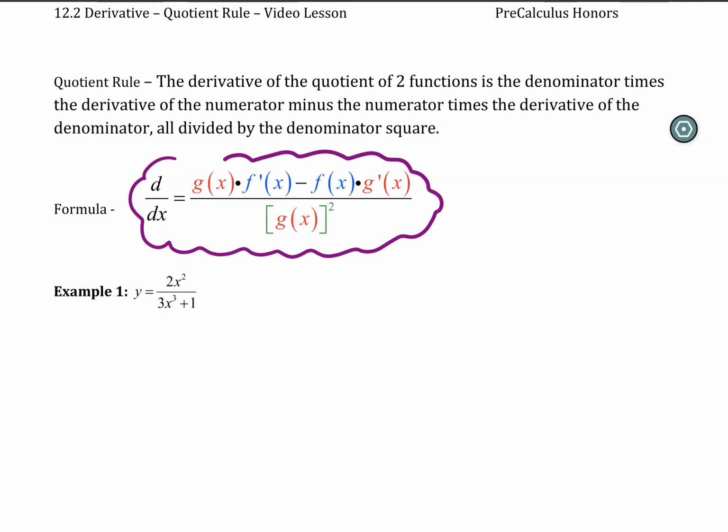So the derivative with respect to x says that if I take the denominator, right, so the function would look like this. So y would equal f of x over g of x. So I have some function over another function. So the denominator times the numerator's derivative minus the numerator times the denominator's derivative, and the whole thing's divided by the denominator squared. That's the process of using the quotient rule.